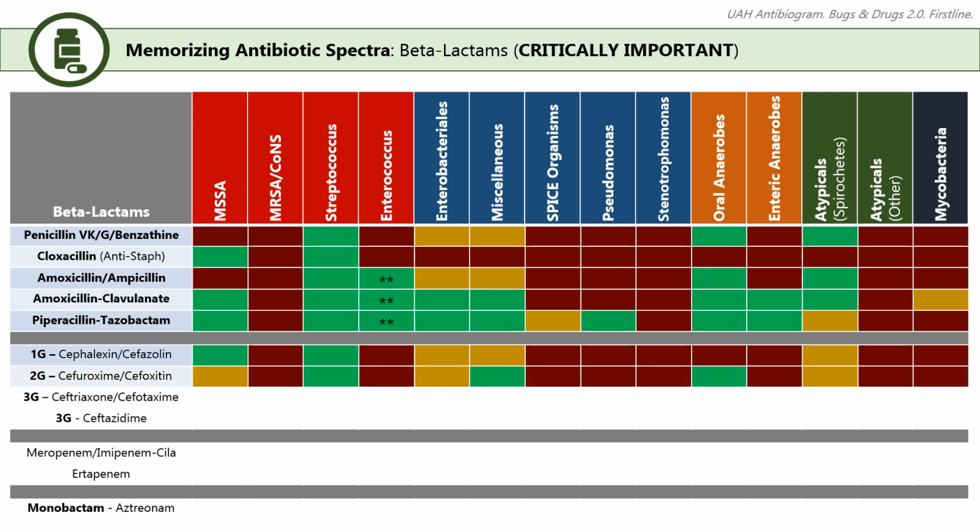Our second generations, like cefuroxime and cefoxitin, are not as reliable against MSSA, but retain their streptococcal coverage and have slightly more reliable activity against miscellaneous bacteria and oral anaerobes. Second generation cephalosporins have niche uses, but most are uncommon and you won't see much of them in clinical practice.